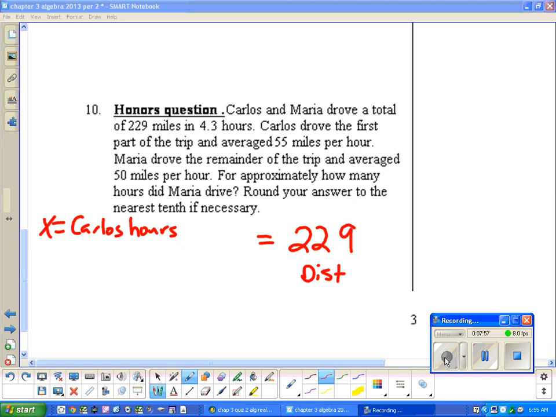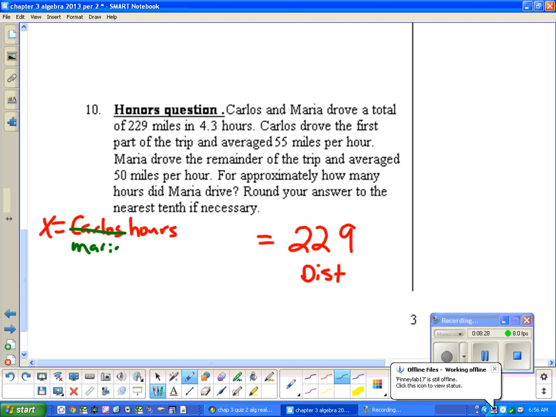Okay, looking at the next question, number 10. Carlos and Maria drove a total of 229 miles in 4.3 hours. Carlos drove the first part of the trip and averaged 55 miles per hour. Maria drove the remainder of the trip and averaged 50 miles per hour. For approximately how many hours did Maria drive? Round your answer to the nearest tenth. Okay, I probably should have made Maria's hours here, but let's change this to Maria's hours. Okay, that is your x value.